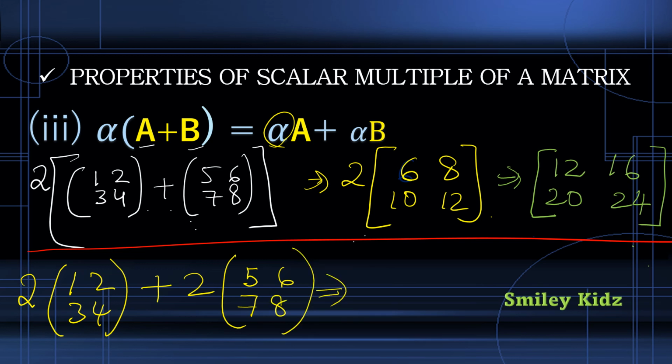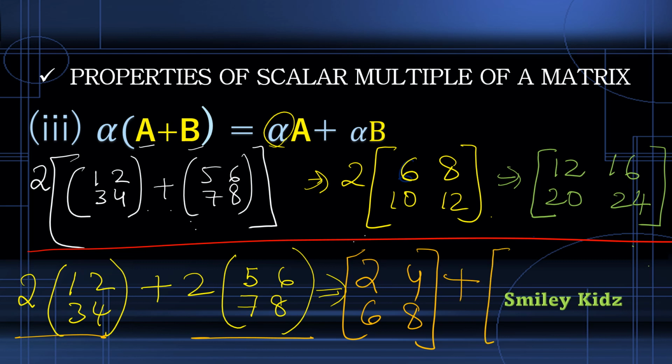Now this is simply going to be equal to, first solve this, and then add up. Alright. So 2, 4, 6, 8 plus 10, 12, 14 and 16. Sorry, this is going to be 14, right? Now, how did I get that?